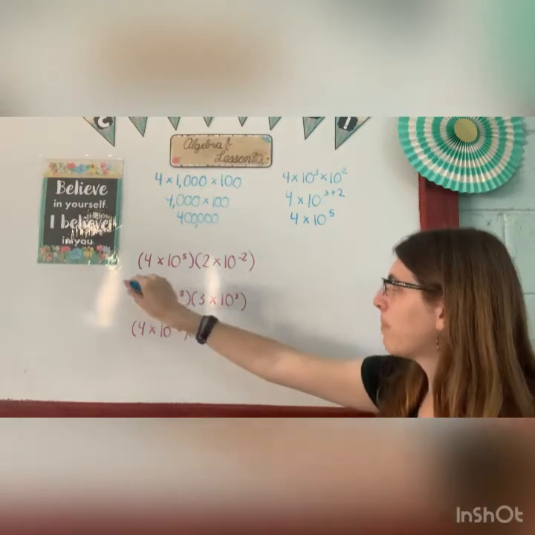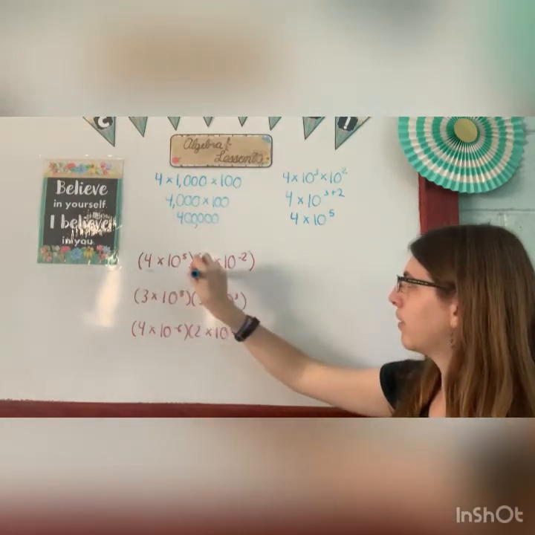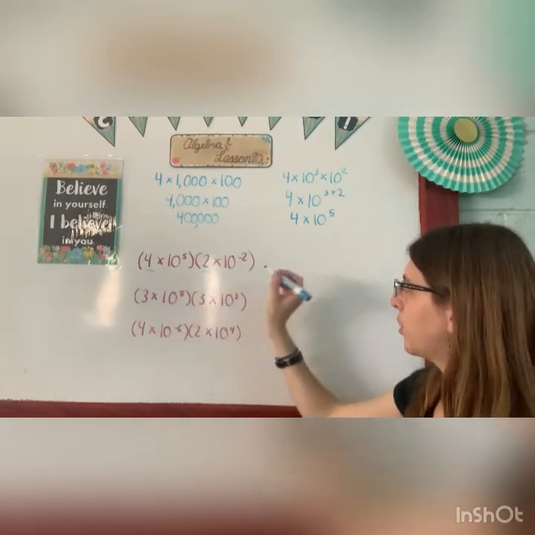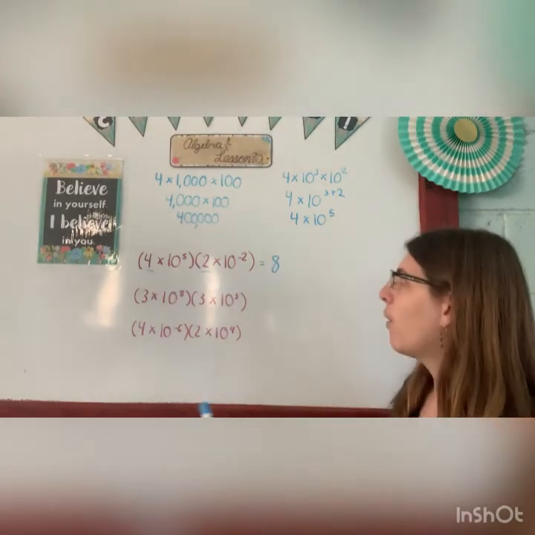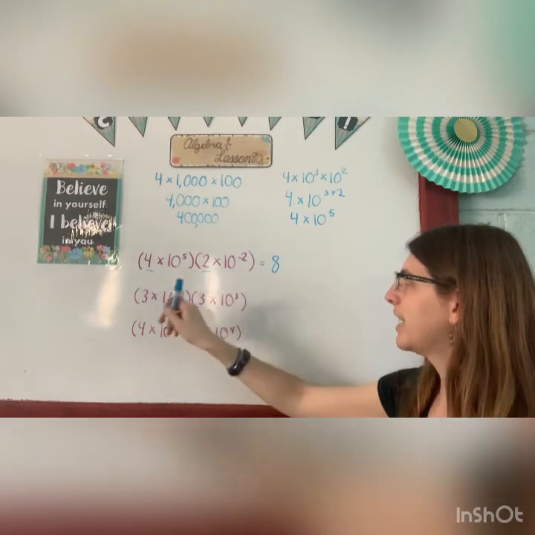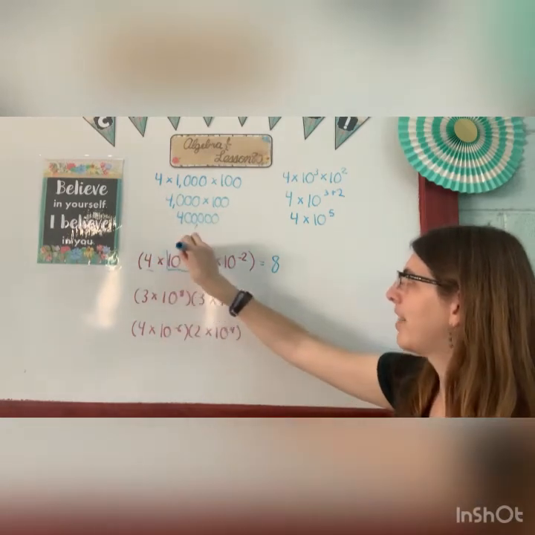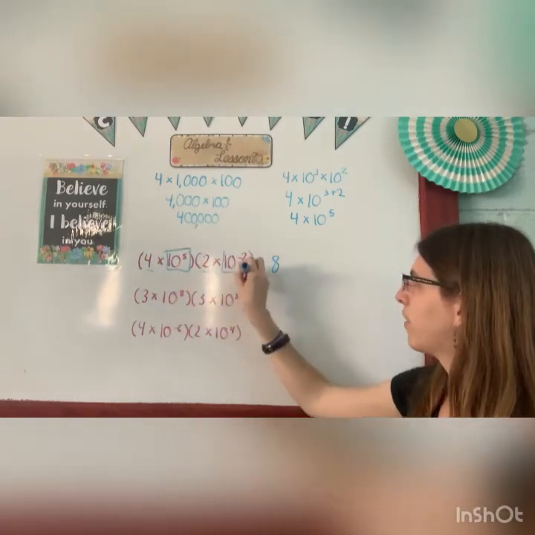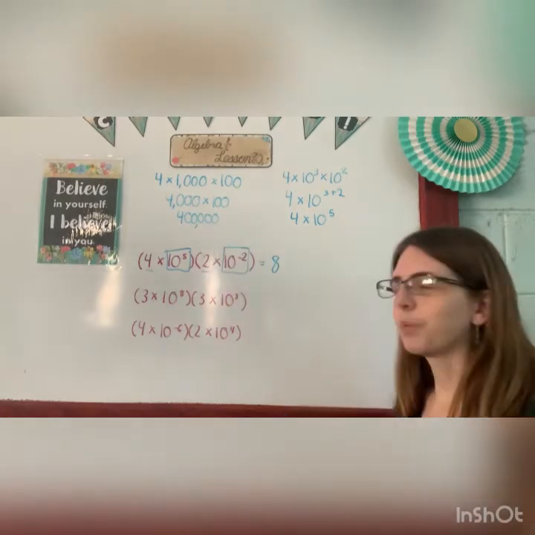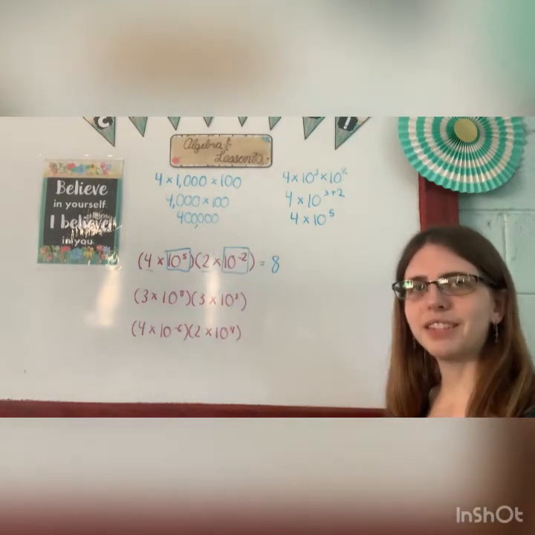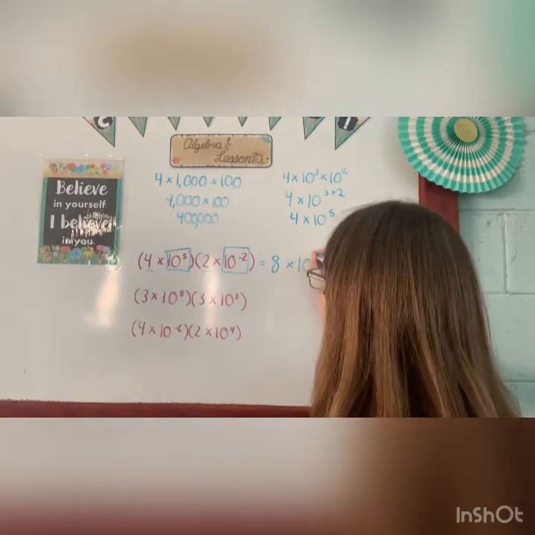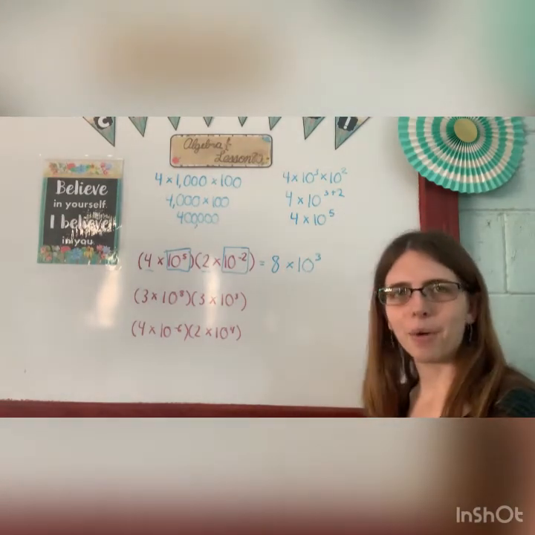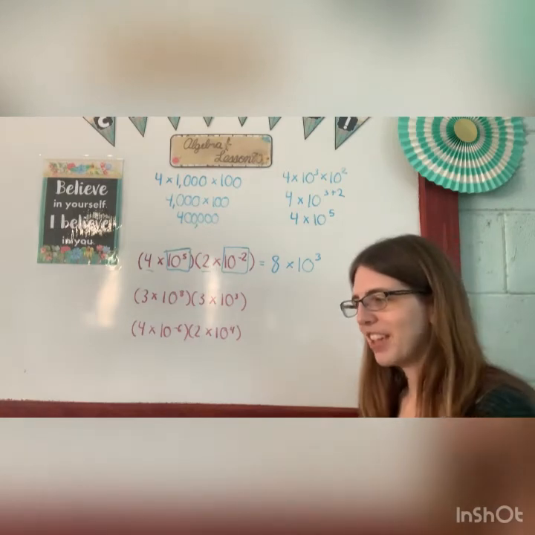I start by multiplying the numbers themselves. 4 times 2 equals 8. Now I just add the exponents of my decimal point movers. So I add the exponent of 5 plus a negative 2. 5 plus negative 2 is 3. So this is 8 times 10 to the 3rd power. That's it. Super simple, right?